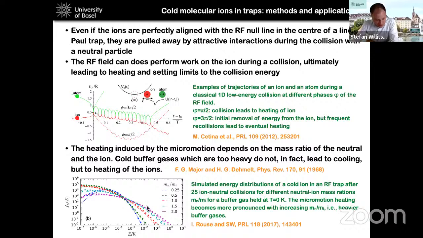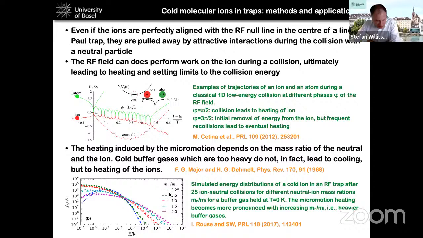And that is also shown in this plot, where we have performed the simulation of a cold ion in a radio frequency trap, looking at 25 ion-neutral collisions with a buffer gas, which was assumed in the simulations to be at 0 Kelvin, for different mass ratios. And we were looking at the distribution of ion energies after 25 such collisions.